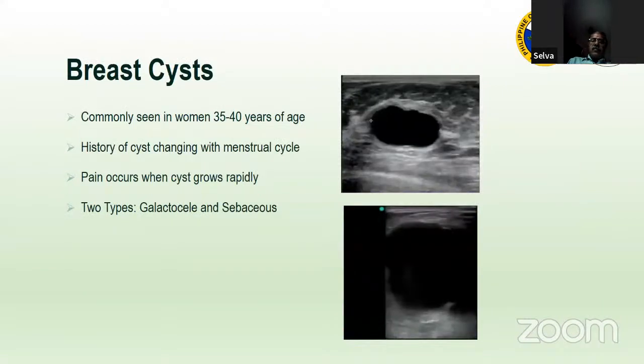Breast cysts, commonly seen in women 35 to 40 years of age. History of cysts changing with the menstrual cycle. Pain occurs when a cyst grows rapidly. There are two types of cysts, the galactocele and sebaceous cysts.